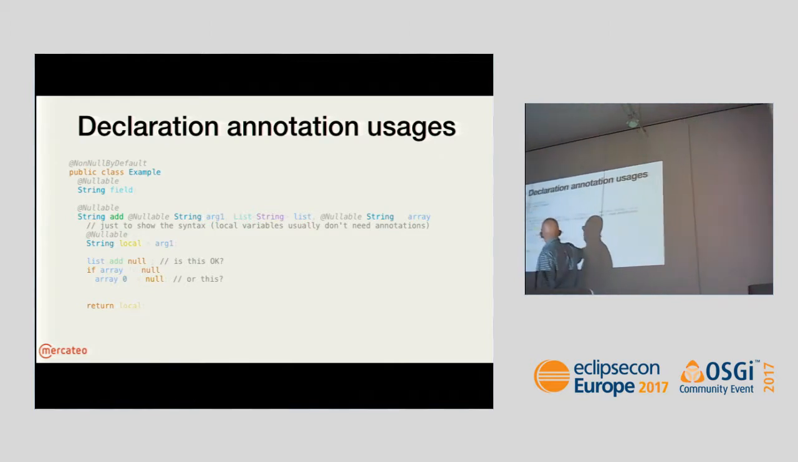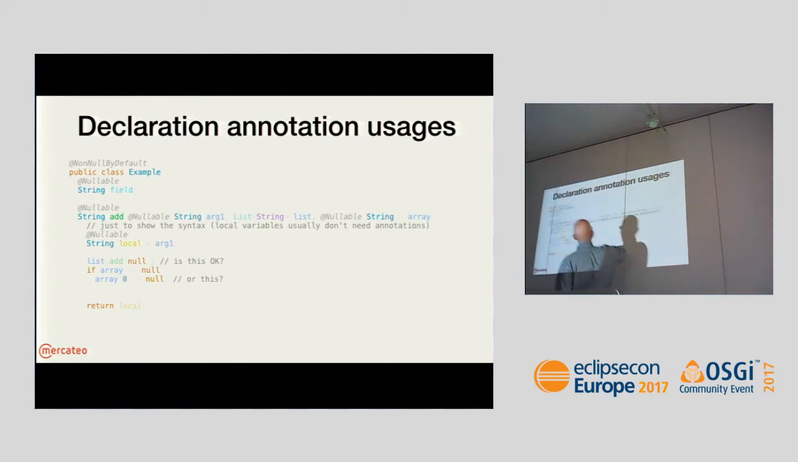The problem is, I hope you can see it, for lists, am I allowed to add a null to the list? This is the limit that you get with declaration annotations. It's way better than not having them, but it feels incomplete. You don't get to the state where you don't have to think about the nulls, because you still have that. Same for arrays.